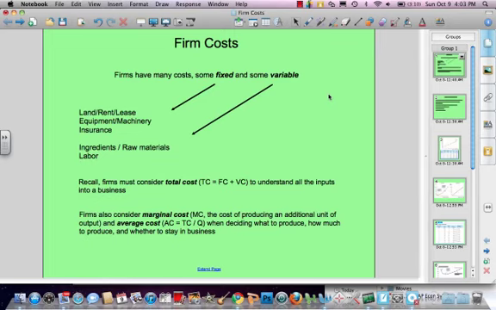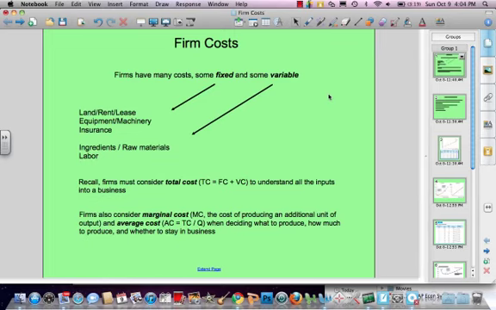Tomorrow night we'll go into interpretation of those graphs, understanding why they're important and understanding what they mean to an individual firm making decisions. Let's start with just a review of the fact that firms have many costs. Some of them are fixed costs and some are variable, and I have here some examples of fixed costs and variable costs. Now remember, firms consider total cost, which is fixed cost plus variable cost, when they want to understand all the inputs that go into their business as they make decisions.